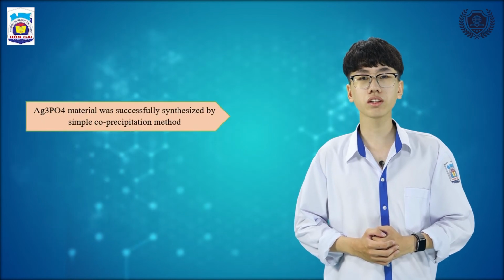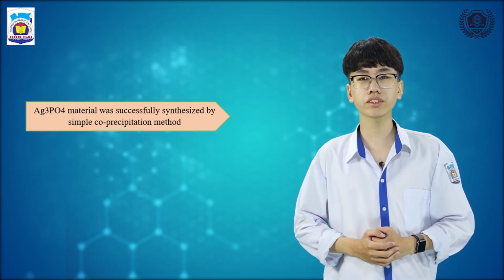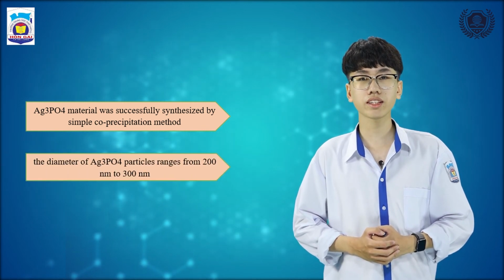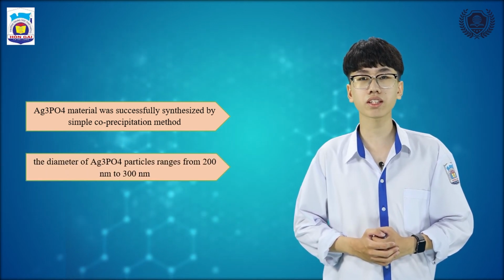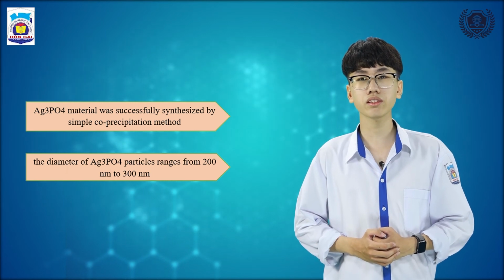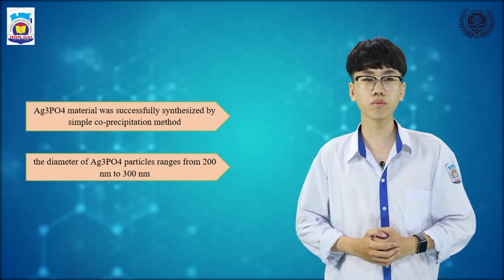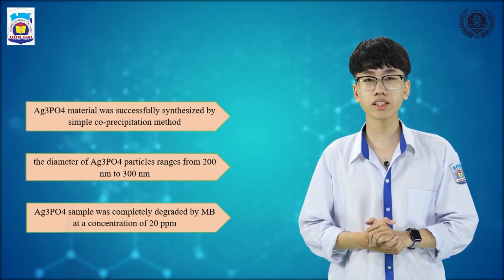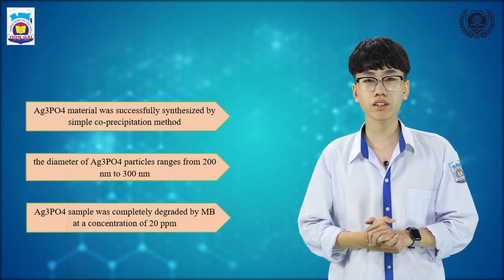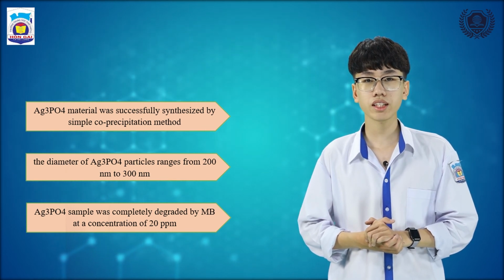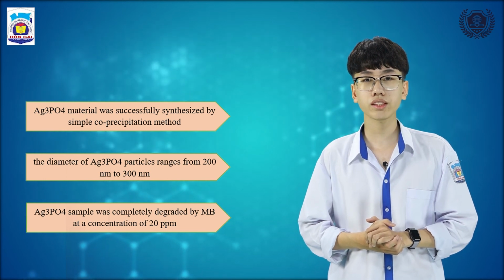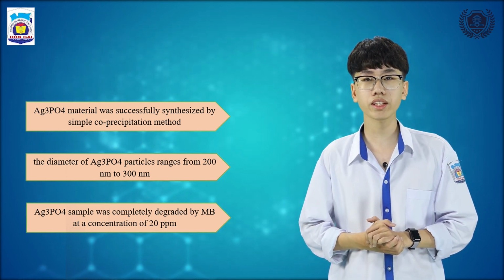In this study, the silver phosphate material was successfully synthesized by a simple co-precipitation method. We observe that the diameter of the silver phosphate particles is between 200 nanometers and 300 nanometers. Silver phosphate material shows high photocatalytic efficiency. The silver phosphate sample completely decomposes methylene blue at a concentration of 20 ppm after 2 hours of illumination with sunlight.